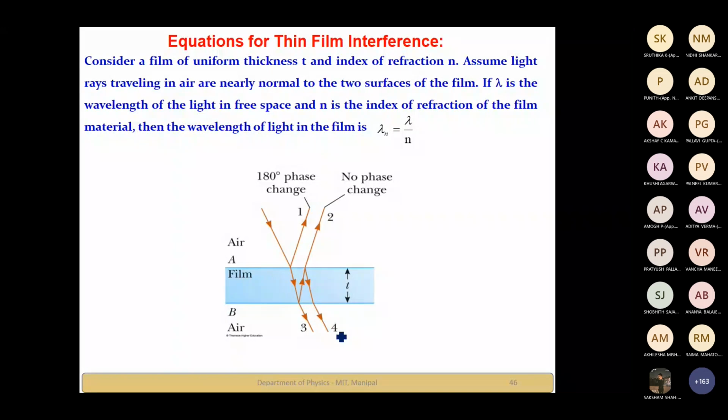Okay. So we are talking about reflection, phase shift, and setting up the equations in case of reflection, that is for 1 and 2. So for this, let us consider a film which is having a uniform thickness, let us say T, and index of refraction n, and if it is in the material medium, then lambda n is equal to lambda by n. With this, three things, that is lambda n equal to lambda by n, phase change upon reflection, and one more thing which I just discussed, optical path length, we'll set up the equation for thin film interference.